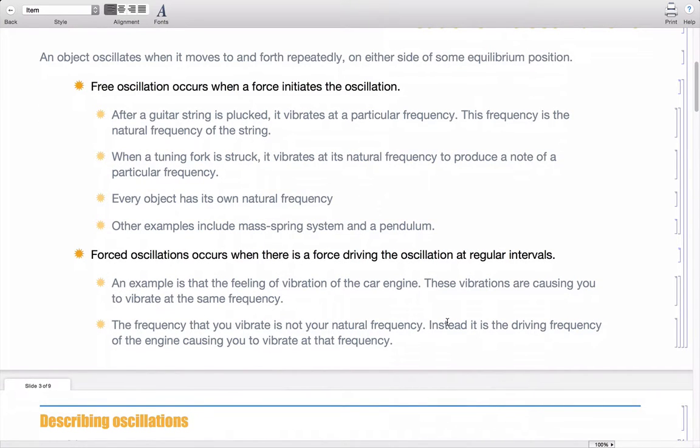The second type of oscillations is called a forced oscillation, and it occurs when there is a force driving the oscillations at regular intervals. An example of this is the feeling that you get from the vibration of the car engine. These vibrations are causing you to vibrate at the same frequency. The important thing is that the frequency that you vibrate is not your natural frequency. Instead, it is the driving frequency of the engine that is causing you to vibrate at that certain frequency.